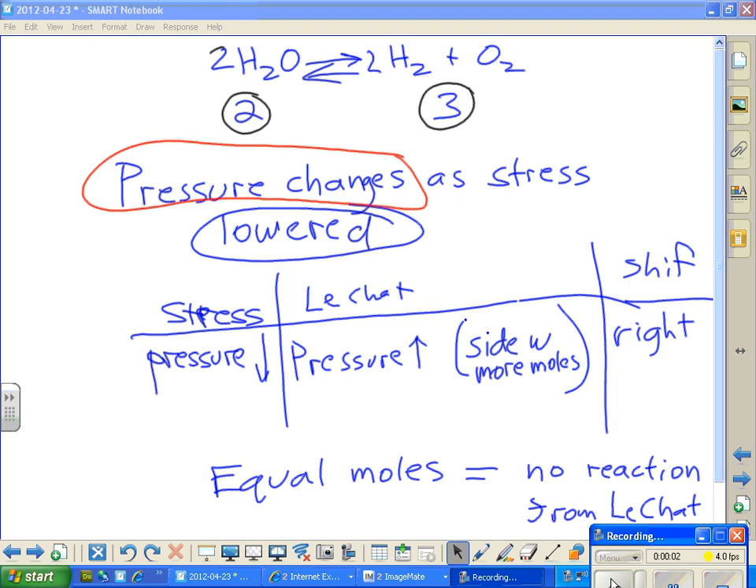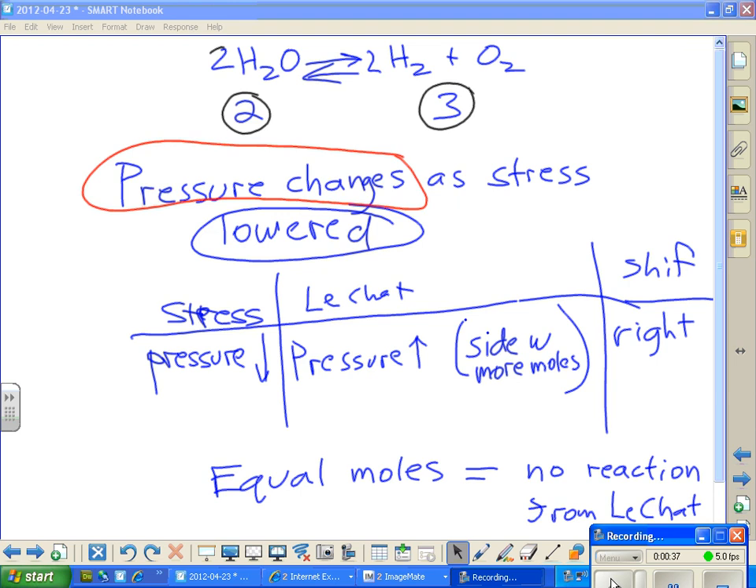All right, what we're learning today is how to deal with pressures in LeChatelier type equilibrium equations and reactions. So pressure is different than any other kind of stress that you've dealt with so far. And with pressure, we're doing it different because up to now, everything has been, well, I am going to go and do the opposite, okay?